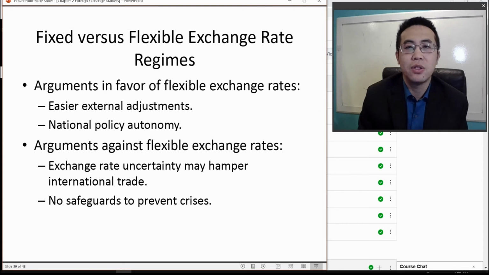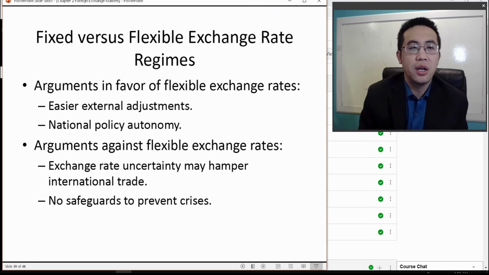They do not have to increase or decrease the dollar supply in the country to reach a certain exchange rate goal, because there's no such goal of a fixed exchange rate under the flexible exchange rate regime. So that could obtain national policy autonomy for the central bank of the country.